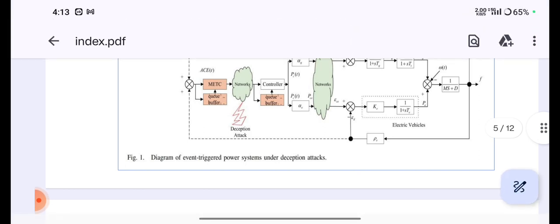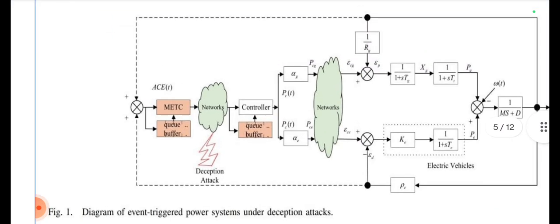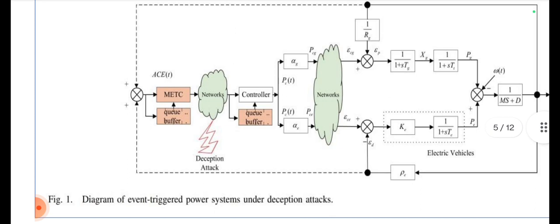So here we can see in this diagram the parts: the network connected to the controller and connected to Q buffer. The controller is connected to AG and AE and connected to networks. Networks are connected to summing points, where summing points are connected to the electric vehicles 1 by 1 plus ST_G, X_G, 1 by 1 plus ST_1, 1 by 1 plus ST_C, 1 by M_S plus D. This is a diagram of event triggered power systems under deception attacks.